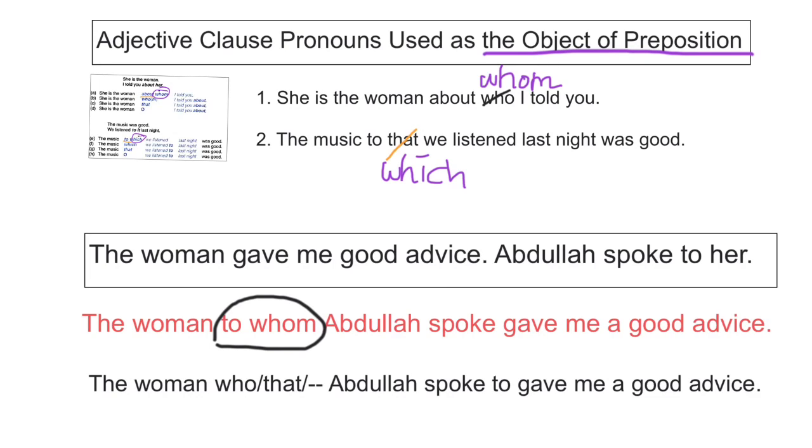In informal language, the sentence will be, the woman who Abdullah spoke to gave me a good advice. Or, the woman that Abdullah spoke to gave me a good advice. Or, the woman Abdullah spoke to gave me a good advice.